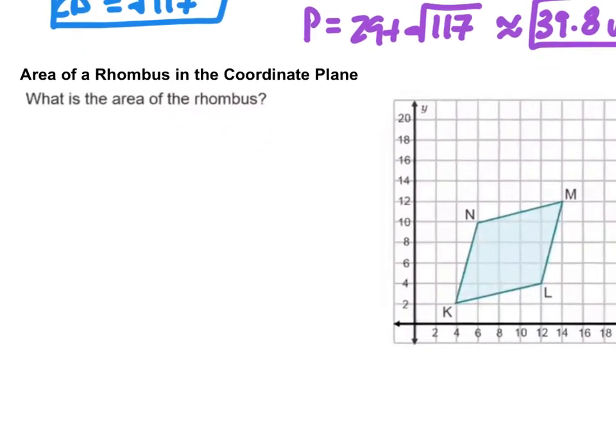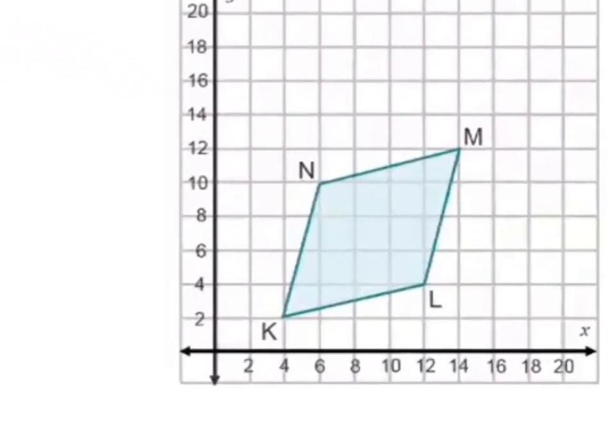It says the area of this rhombus in the coordinate plane. So what I'm going to first do is label these points. Let's label this point here as the point 4, 2. L is the point 12, 4. M is the point 14, 12. And then N is 6, 10.